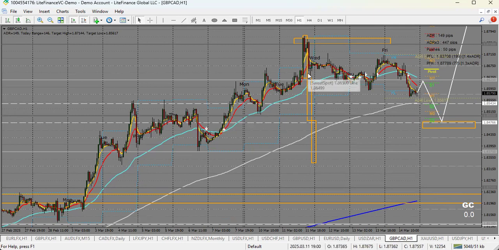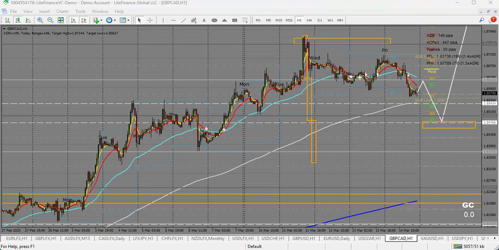So that is on GBPCAD. This is our first expectation. But then if we have a breakout on this point, then our next target should be this large quarter point here. And here is where price would form a very big peak and then would have a bullish trend. Okay, so that is our anticipation on GBPCAD.